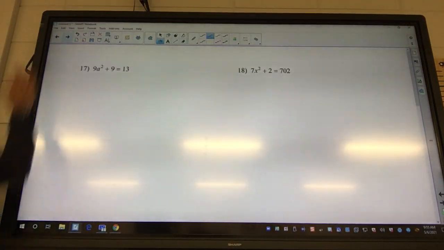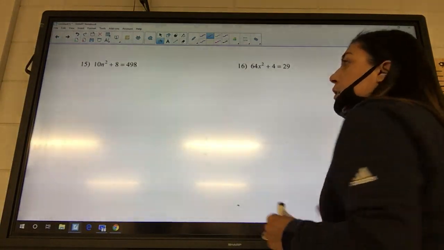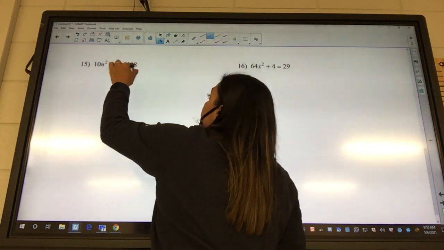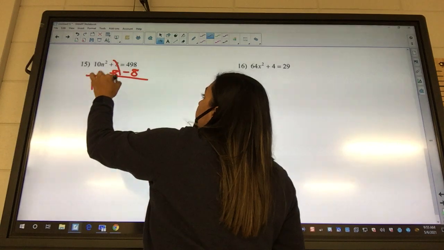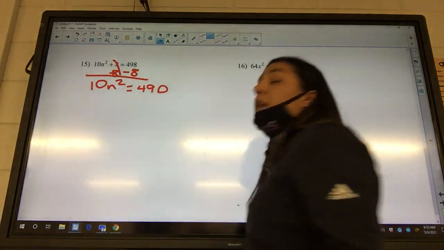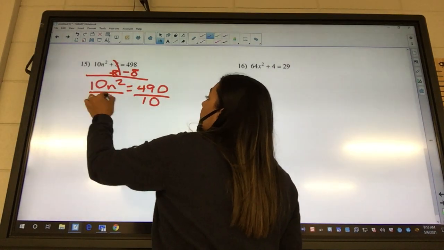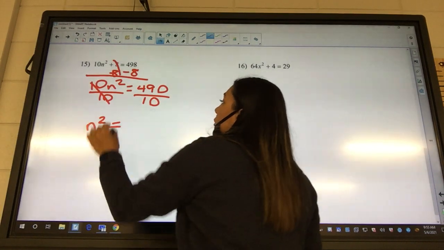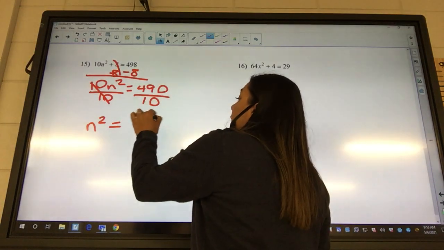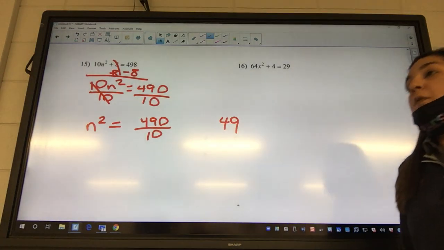Okay, look at 15. What needs moved first? The minus 8. So we got minus 8, minus 8. So I got 10n squared. What's 498 minus 8? 490. Now what? Divide by 10. So I got n squared equals what? 490 over 10. You can do that, or yes, Sam, you can do the 49. Now we're ready to square root.